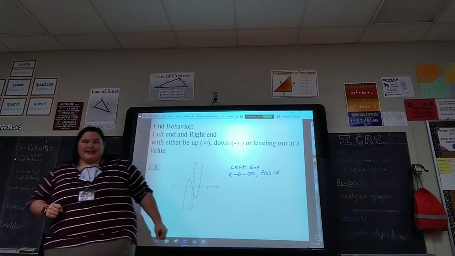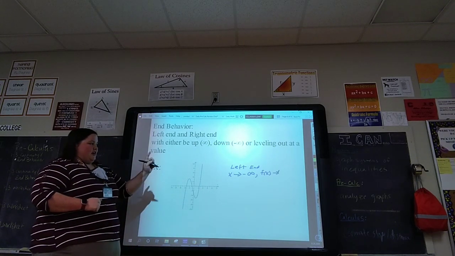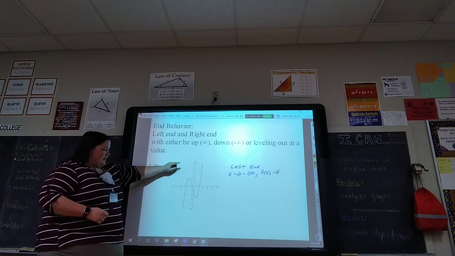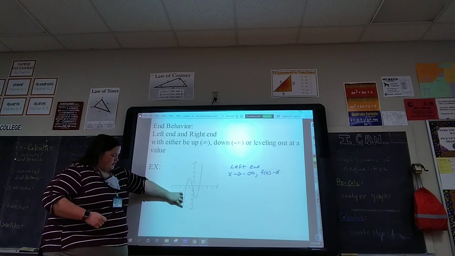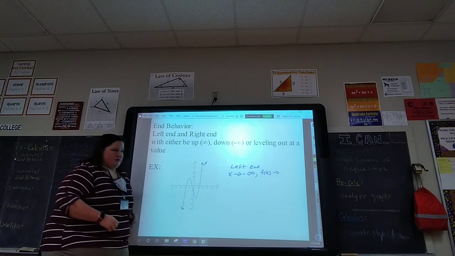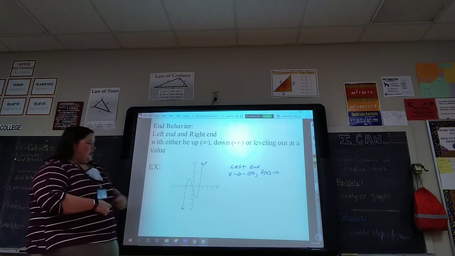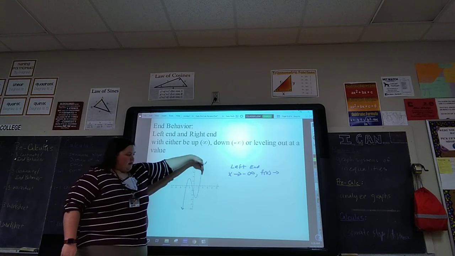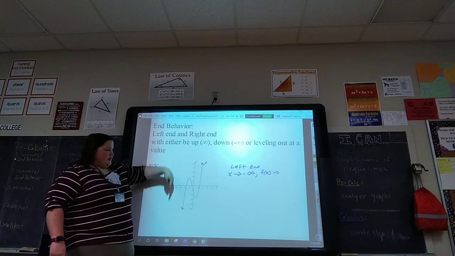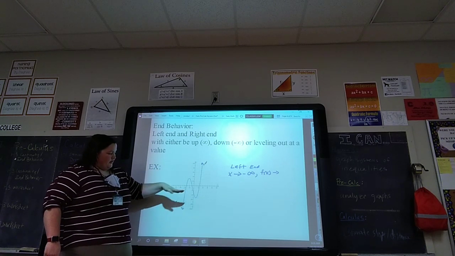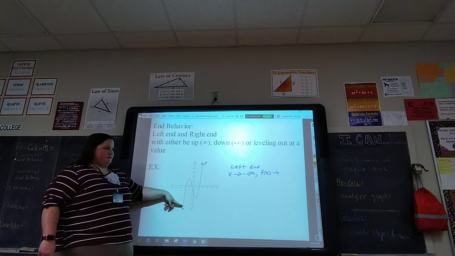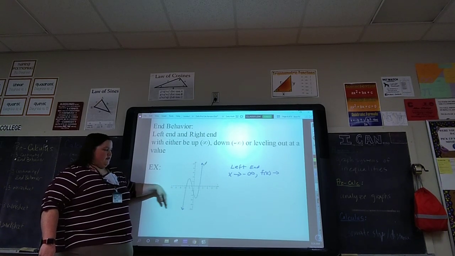Like I said, you're not going to write the words every single time, but this is what we're looking at. So we're looking at the left end of the graph, which is right here. Usually if there's no dots, assume there's an arrow. So we have a left end and a right end. Right now I'm looking at the left end. So I have to answer, is it going up forever, down forever, or is it leveling out? Look at the left end. What's it doing? Is it going up, down, or leveling out?